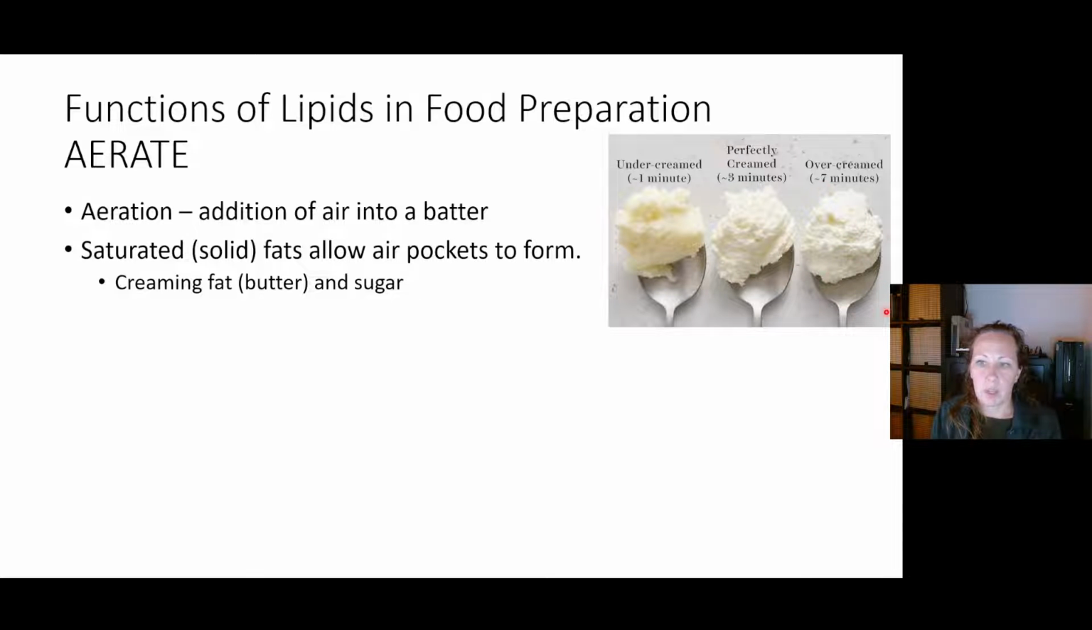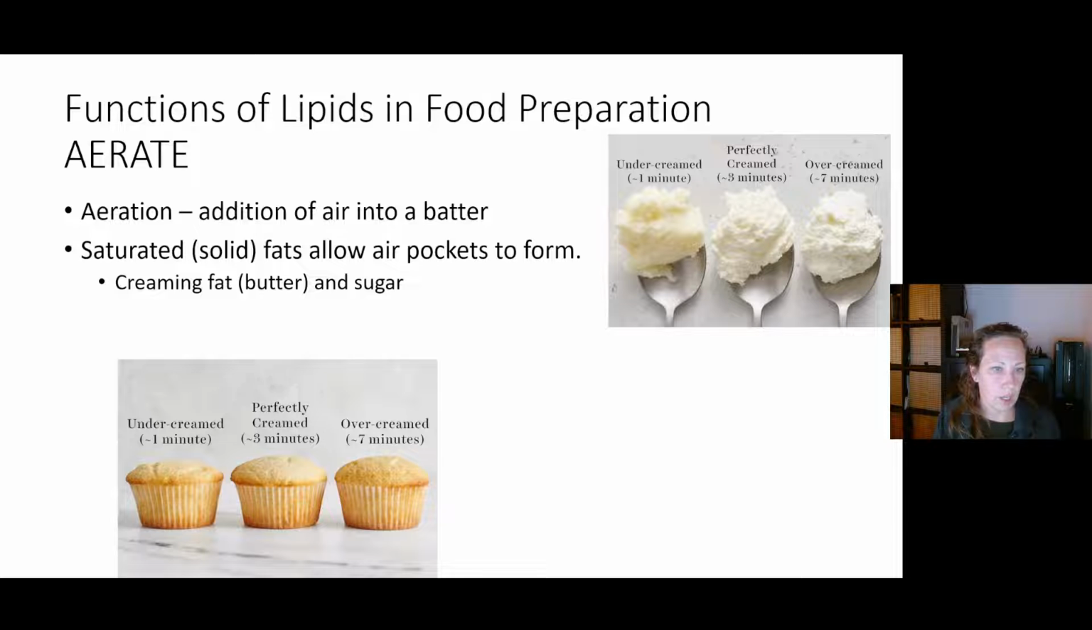And over creaming, you could have too much air in there, and it won't have as good of a structure of those air pockets, and they'll easily collapse, and the cake can end up being gummy and dense.